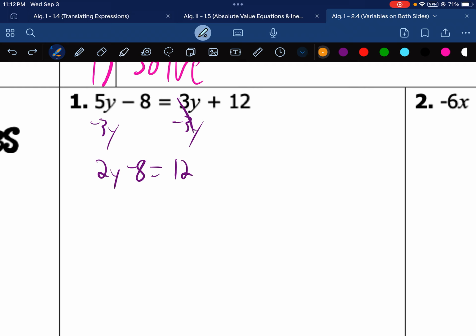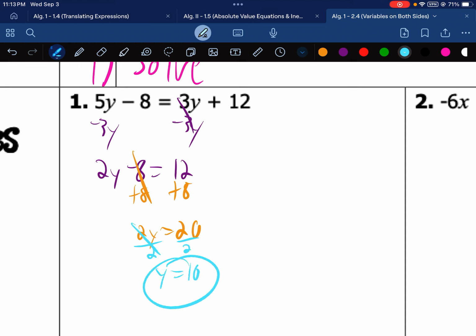Now that I have my variables all on one side, I need to get my numbers to the opposite side. Once again, keeping with this theme that we want to get our variables on one side, numbers on the other. And so I add 8 to both sides here, and I get 2y equals 20. And now I divide by 2 once I get all my variables and numbers on opposite sides, and I get y equals 10 as my answer. And if you were to plug in 10 to both y's, you would end up getting 42 equals 42, which is true.